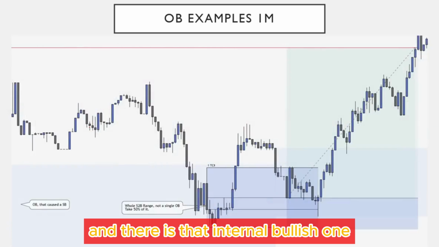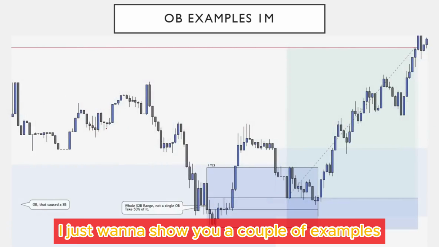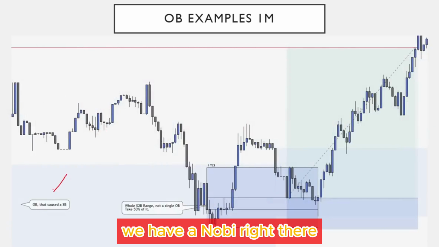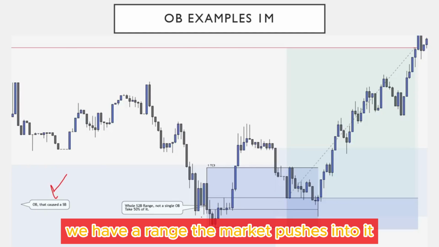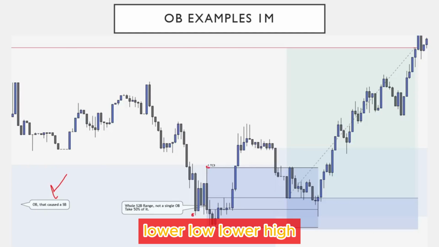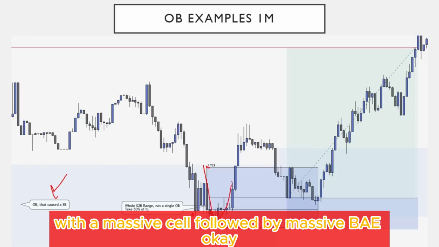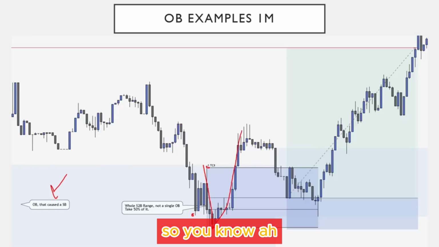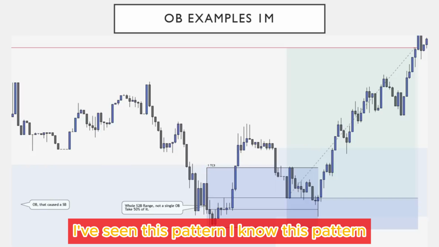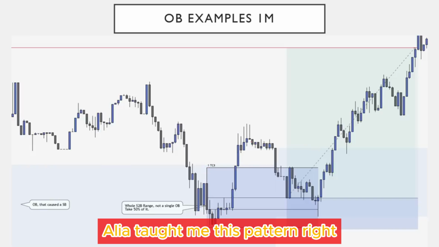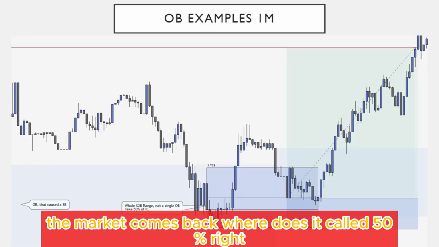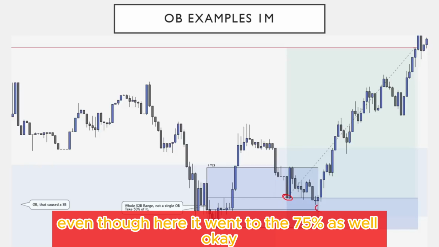And there is that internal bullish one. I just want to show you a couple of examples. We have a range. The market pushes into it. Lower low, lower high, lower low. How does the lower low form? With a massive sell followed by a massive buy. Okay, so you know, I've seen this pattern. I know this pattern. Ilya taught me this pattern, right? The market comes back. Where does it hold? 50%, right? Even here it went to the 75% as well.